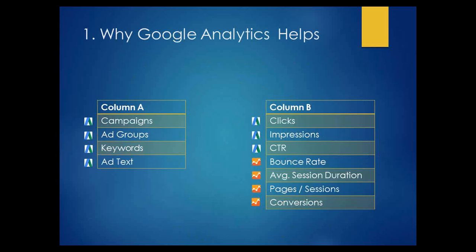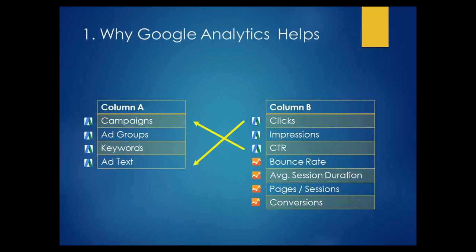And so you see the first three, clicks, impressions, CTR, those three you get from AdWords. So without using Analytics, you can use metrics from column B, such as clicks or CTR, and you can get those metrics at each of the levels inside column A. So you can get clicks at the campaign, the ad group, keyword, or ad text level, as well as CTR at any of those levels in your account.